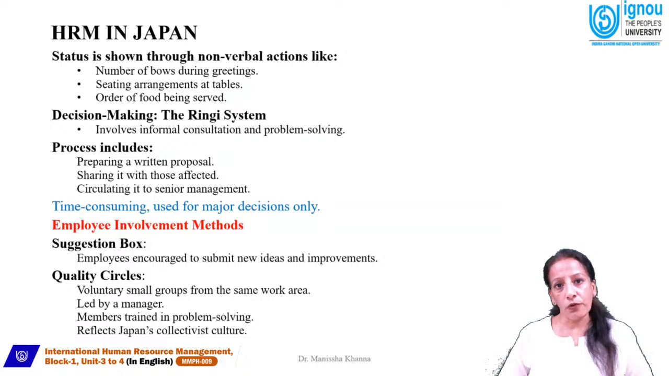Then, very important, are quality circles. A quality circle is a voluntary small group in the same work area. It is led by the managers, and the members primarily work on problem solving. It directly reflects the Japanese collectivist culture, where people sit together to solve any problem, and they are the experts in that particular functional area.